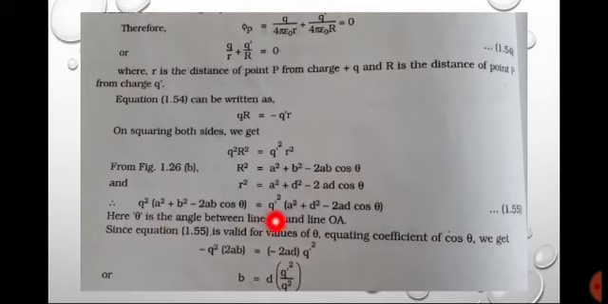Since this equation is valid for all values of theta, equating the coefficient of cos theta, what we have, Q square into twice AB is equal to Q dash square into twice AD. So B is equal to what? By adjusting the above terms, what we have, B is equal to D into Q dash square upon Q square.